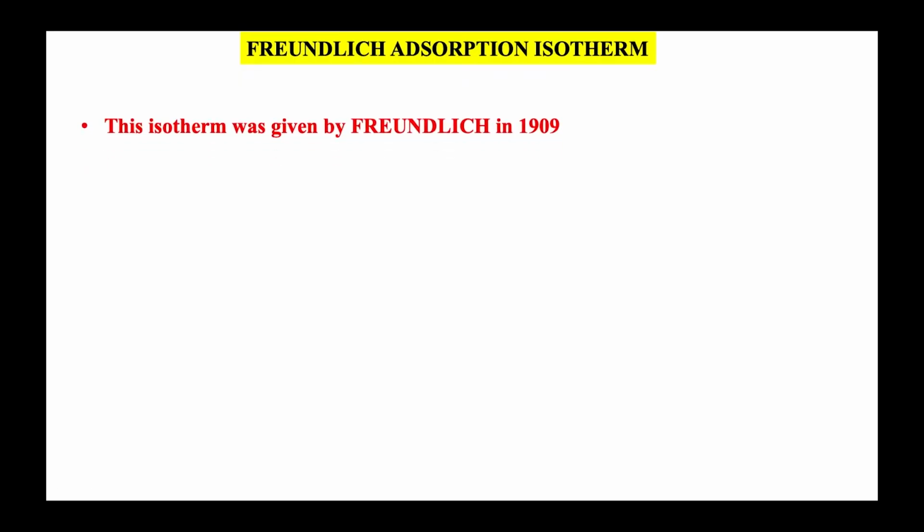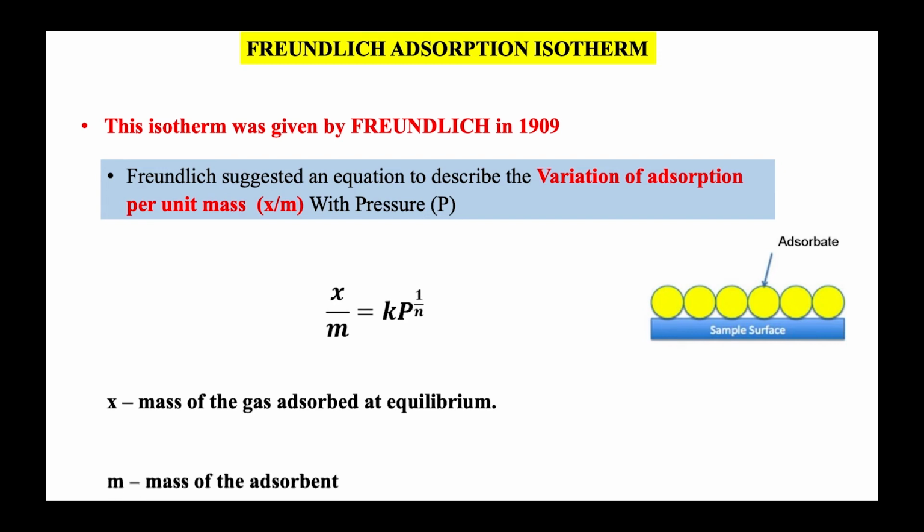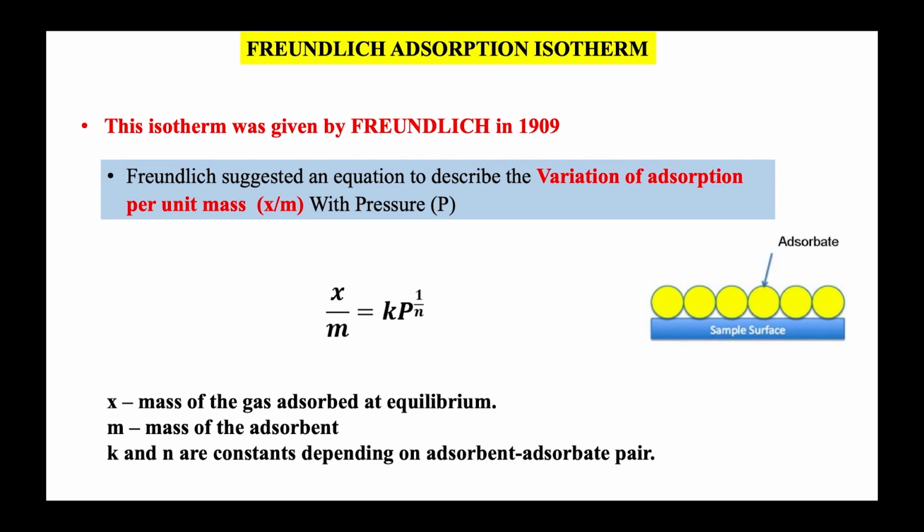This isotherm was given by Freundlich in 1909. Freundlich suggested an equation to describe the variation of adsorption per unit mass with the pressure P. Freundlich equation is x by m equal to k into p to the power 1 by n, where x is mass of the gas adsorbed at equilibrium, m is the mass of adsorbent, k and n are constants depending on adsorbent adsorbate pair.